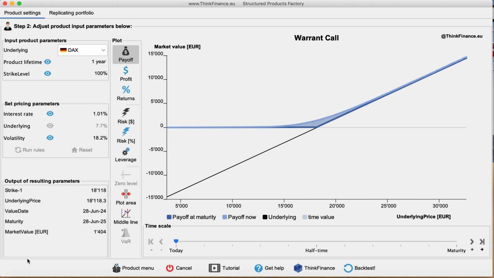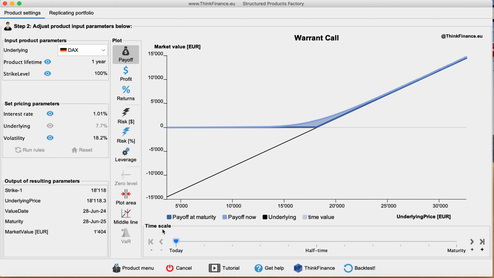As you can see in the payoff chart here, the call option has positive time value because the payoff at issuance is above the payoff at maturity. Now, when a product has positive time value, it means that time works against me when I'm invested in the product. And you can see that here when I move the time scale towards maturity, the positive time value, which is indicated with this shaded area, is slowly disappearing. So positive time value means time works against me as an investor.